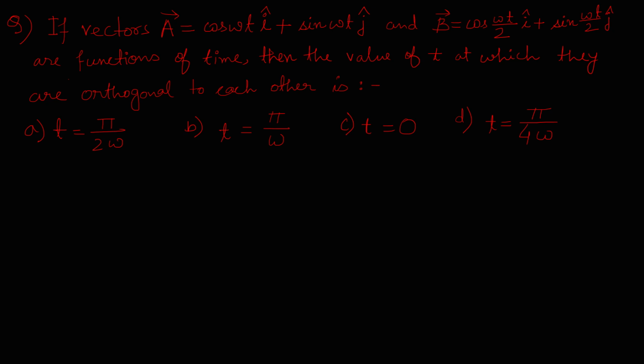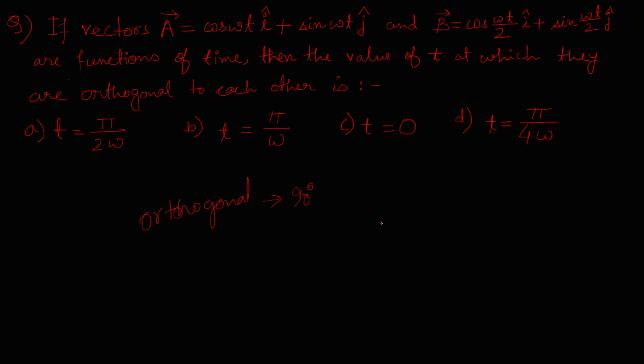So this is a problem where there are two vectors and each vector is a function of time. Now we have to find a particular time for which they are orthogonal. So orthogonal means what? 90 degree. Orthogonal means 90 degree. Okay.